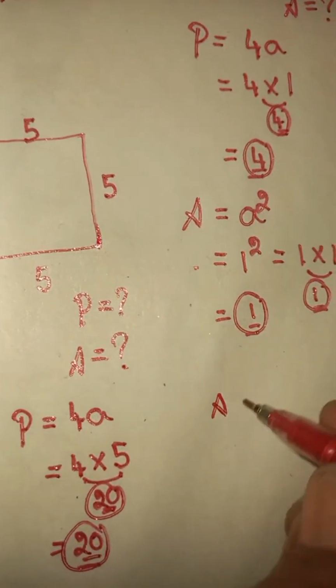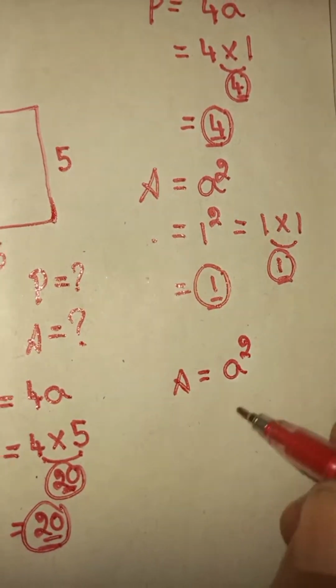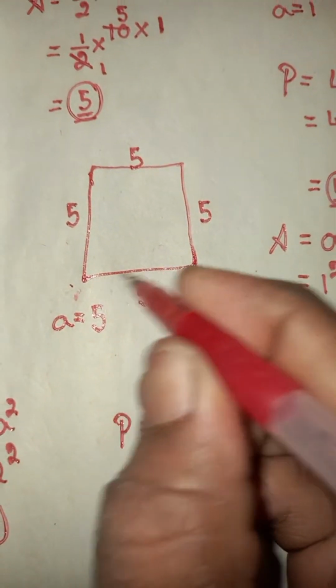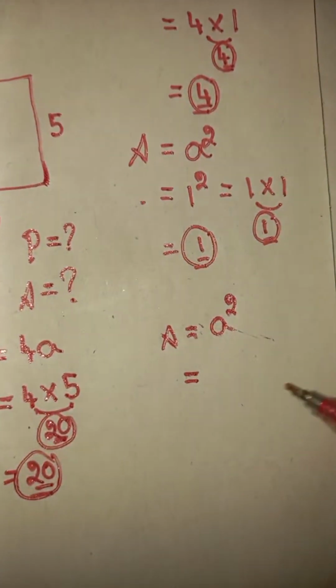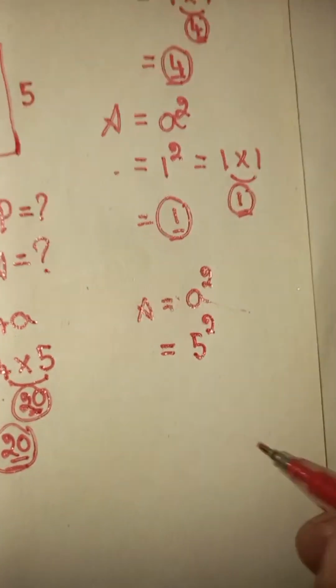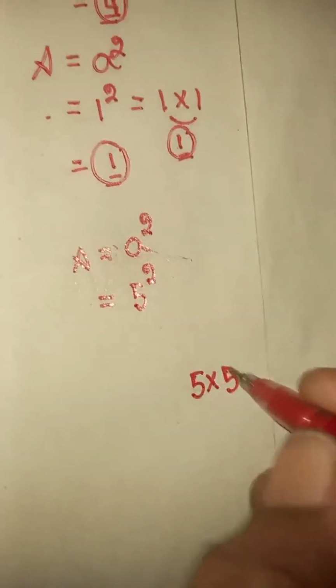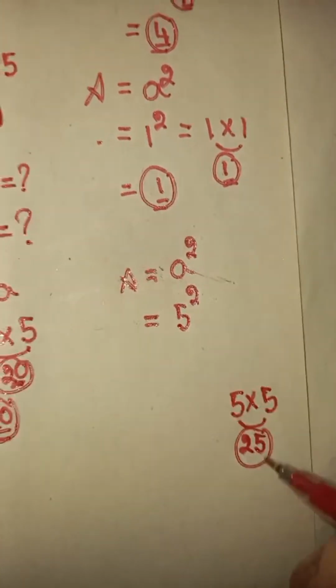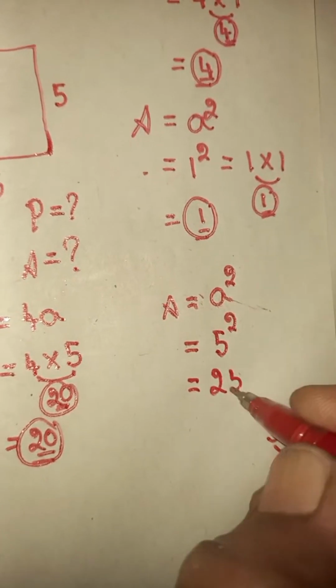Let's find the area. The area of this square is the side length squared. So it is 5 squared. 5 squared means 5 times 5, which becomes 25. So this is 25 square units.